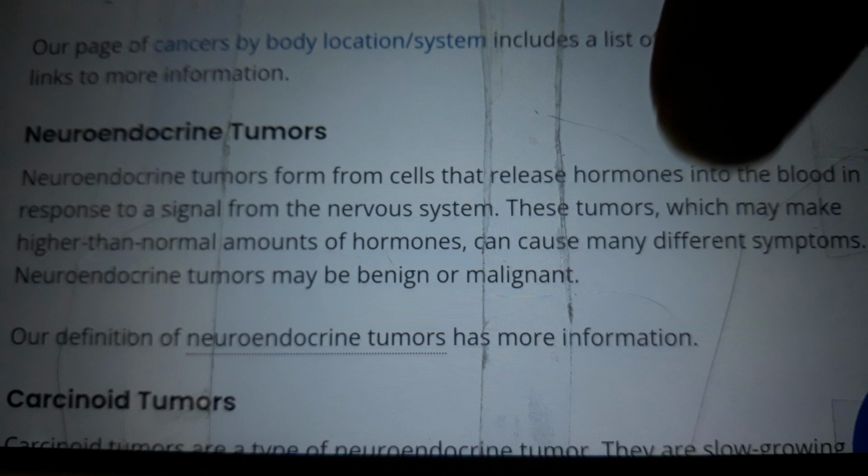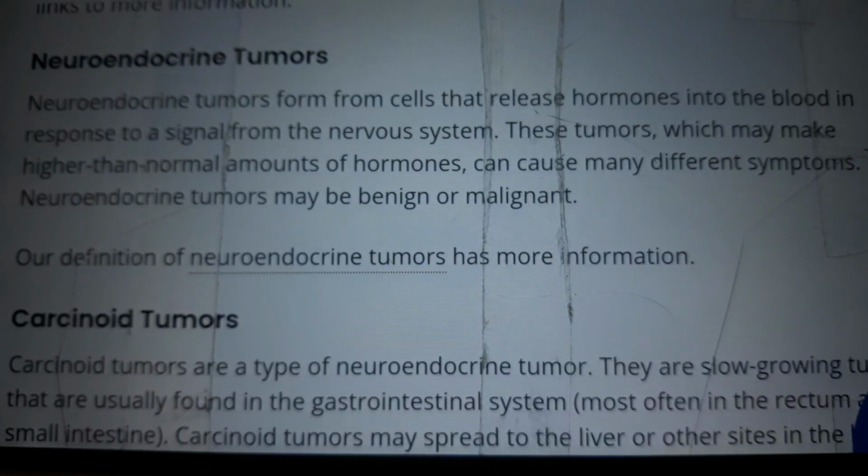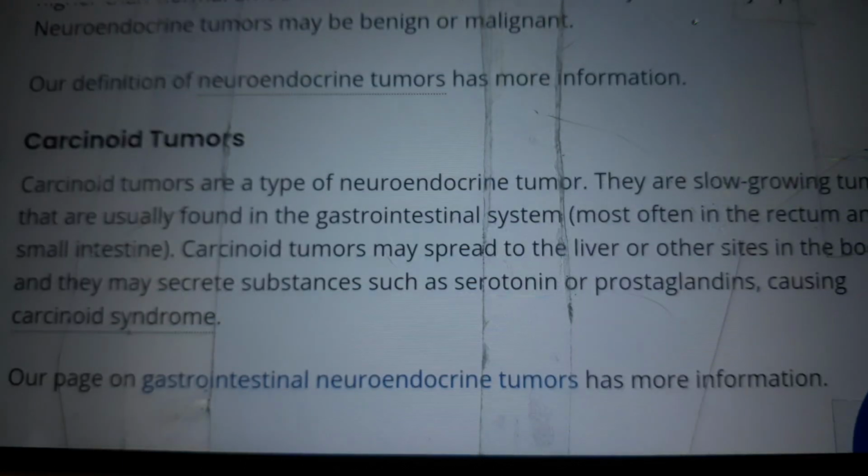And neuroendocrine tumors are formed from cells that release hormones into the blood in response to a signal from the nervous system. These tumors, which may make higher than normal amounts of hormones, can cause many different symptoms. Neuroendocrine tumors may be benign or malignant.